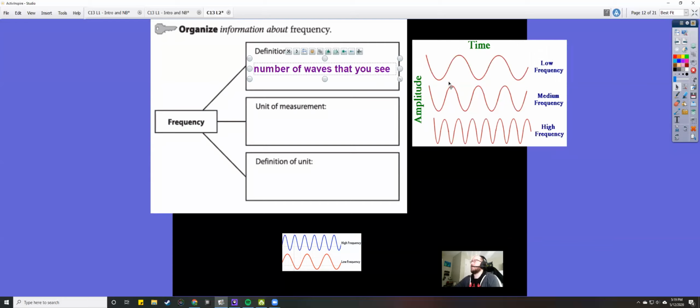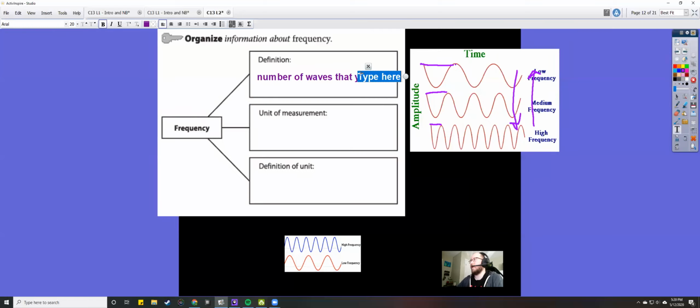And if you notice, the higher the frequency, the more waves that you see, the shorter the wavelength is going to be. If you remember, wavelength is lambda, and it's the distance from crest to crest. So this line is longer than this line, which is longer than this line. So as your frequency goes up, your wavelength goes down. And if you remember from math class, which you may or may not, that's what's called an inverse relationship. So I'm just going to write that down.